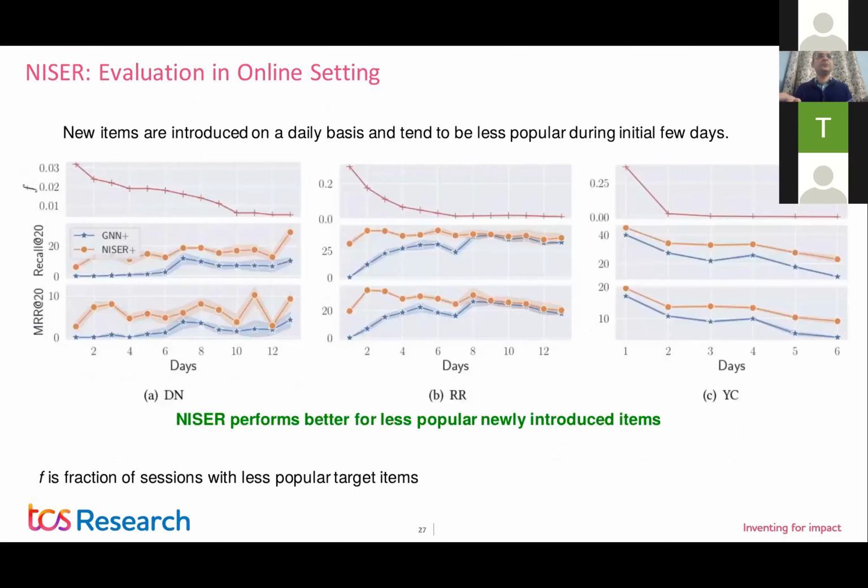Another implication of this handling of popularity bias is in the online learning setting, wherein new items are introduced over a period of time, and during the initial few days those items have a very small amount of data that you can use for training, because these items are newly launched. So you don't have a large amount of data to train the representations for these items. This is another flavor of popularity bias, where newly introduced items are less popular during their initial phases. What we saw was that even in this kind of setting, this approach performs significantly better than the vanilla graph neural networks based approach.